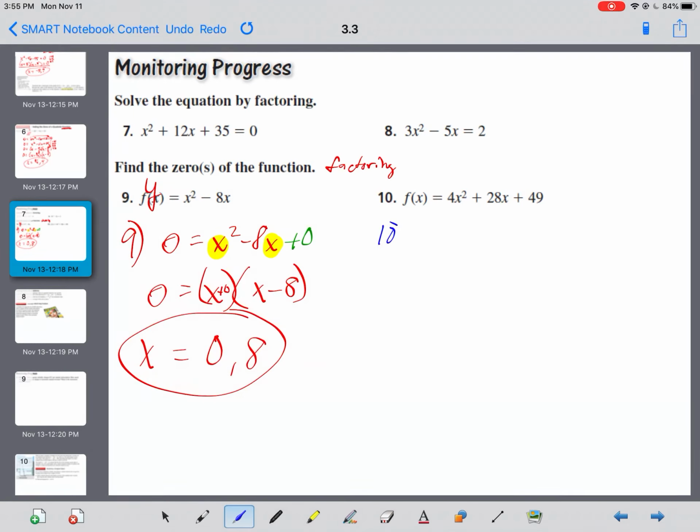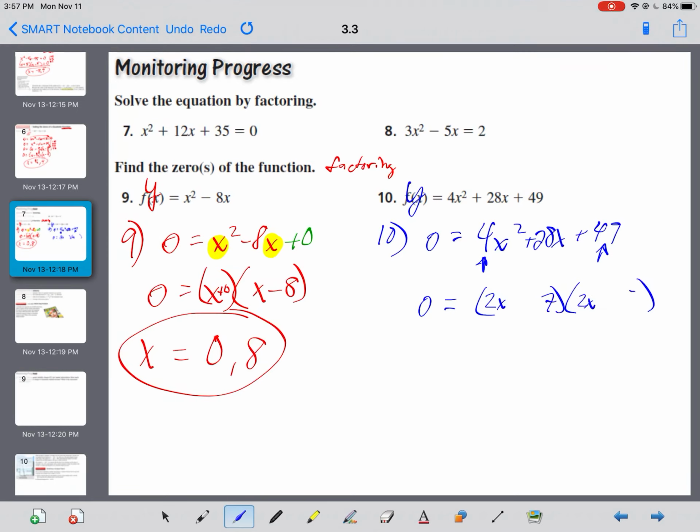Let's do blue for 10. All right, that's basically y. So 0 equals 4x squared plus 28x plus 49. Ooh, there's a 2 in there. It's got 3 parts. It's got a plus at the back, and the big clue is 4, perfect square, 49, perfect square. I'm going to bank on perfect square special pattern.